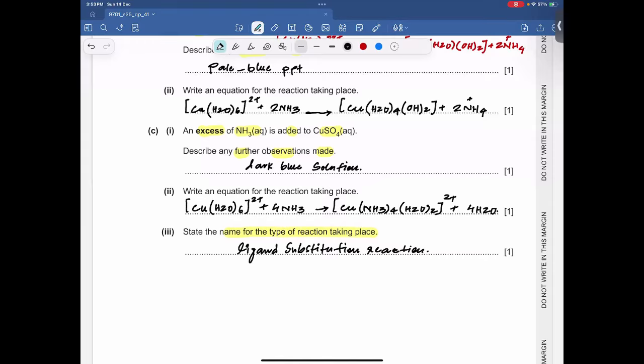Okay. So the examiner was looking for the reaction between excess aqueous ammonia and copper sulfate aqueous. So technically the examiner is looking for these two reagents. Okay. Let's move on to the next page for the question.